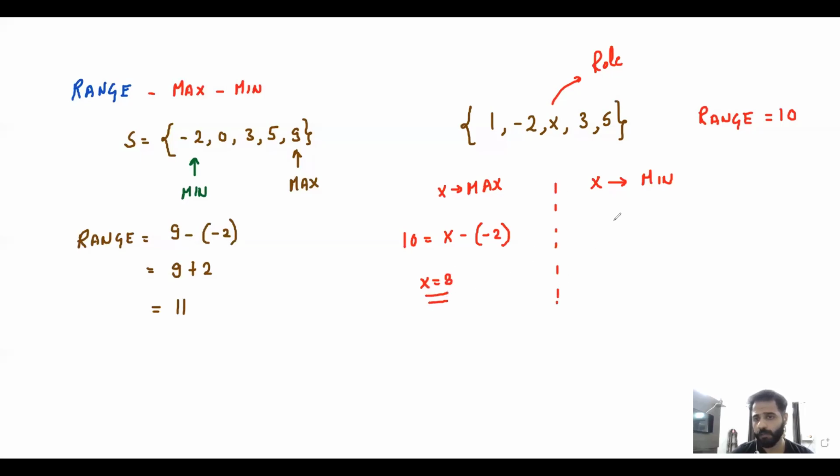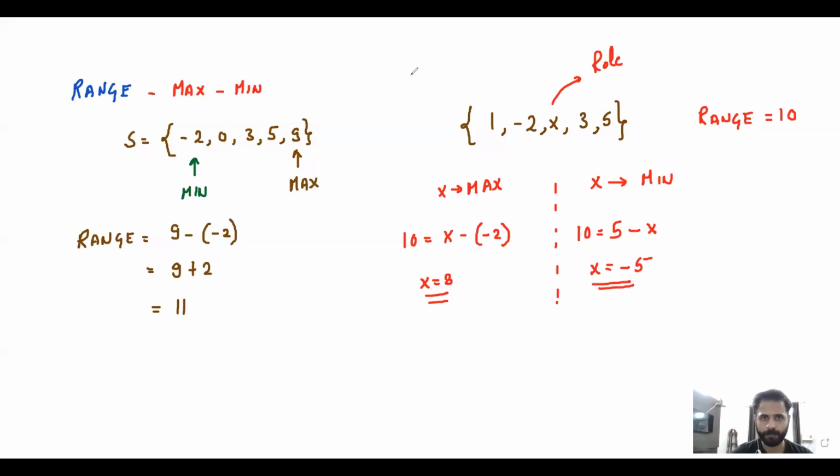Now, if the x would have been minimum, does your maximum change? No. And now the range, which is 10, is equal to maximum, which is unchanged, minus the minimum. But the minimum has changed now, and it is x. So x comes out to be -5.